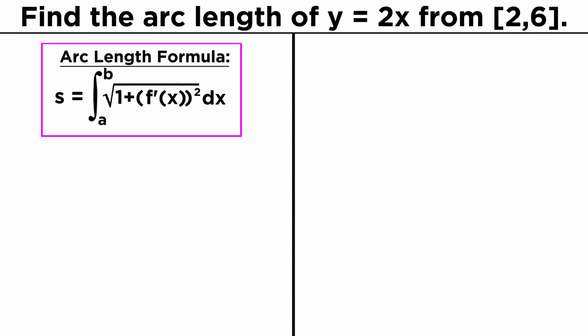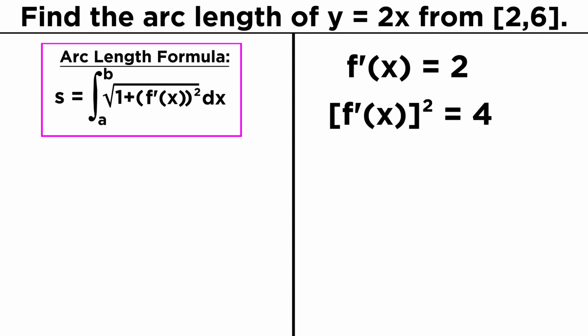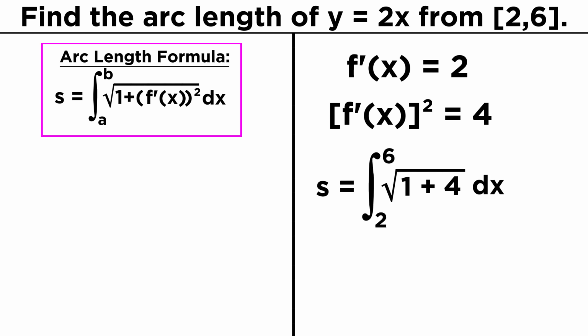Let's evaluate the arc length of y equals 2x at the closed interval from 2 to 6. We will use the arc length formula which we had derived in the prior example. The derivative of 2x is 2, and 2 squared is equivalent to 4. Therefore, the arc length is the definite integral from 2 to 6 of the square root of 1 plus 4 dx. This simplifies to the definite integral from 2 to 6 of radical 5 dx.